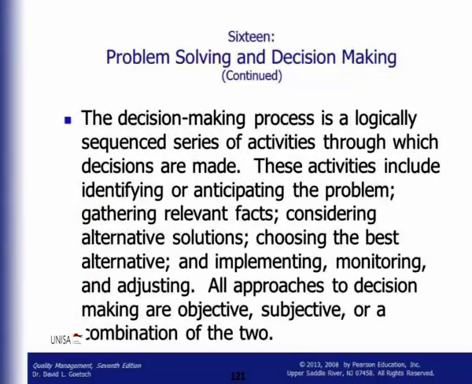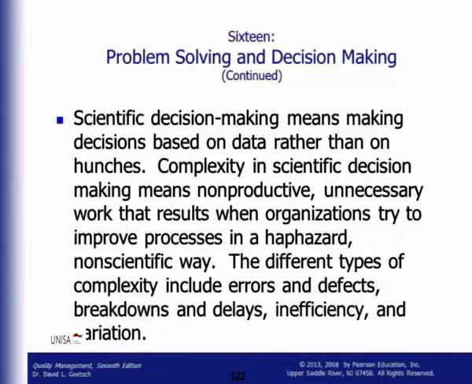The decision-making process is a logically sequenced series of activities through which decisions are made. These activities include identifying or anticipating the problem, gathering relevant facts, considering alternative solutions, choosing the best alternative, and implementing, monitoring, and adjusting. All approaches to decision-making are objective, subjective, or a combination of the two. Scientific decision making means making decisions based on data rather than on hunches.